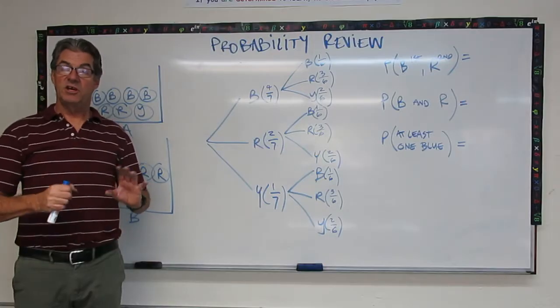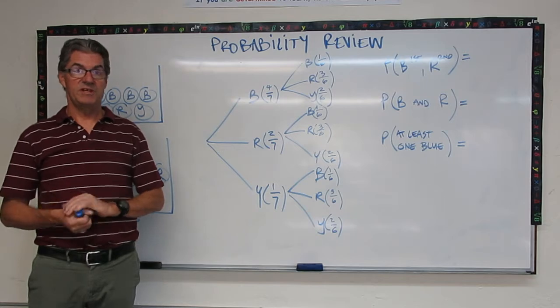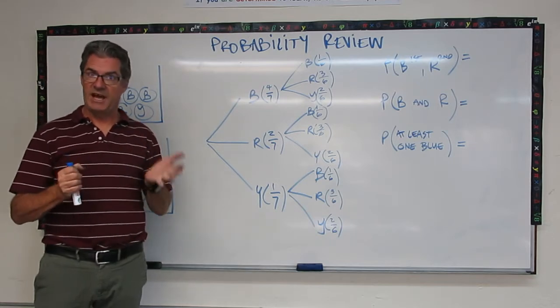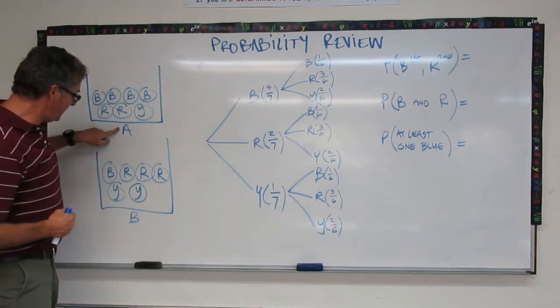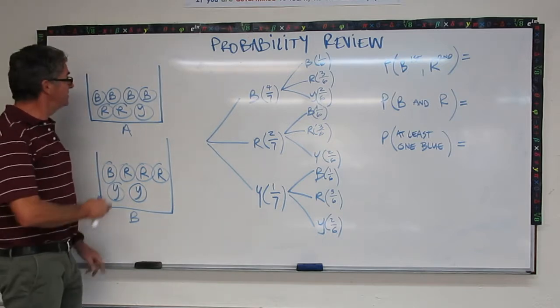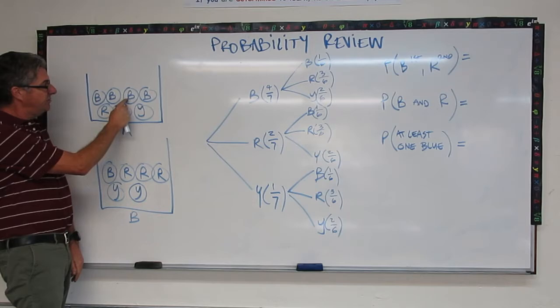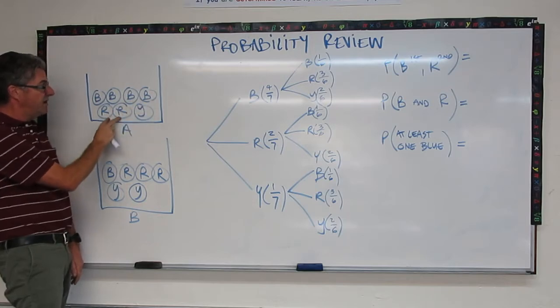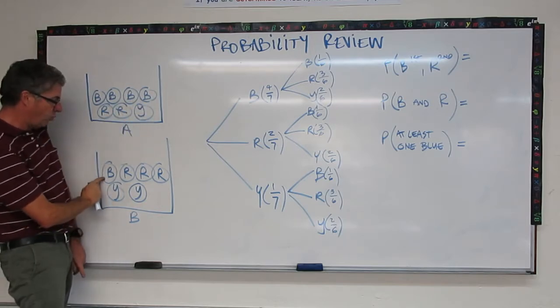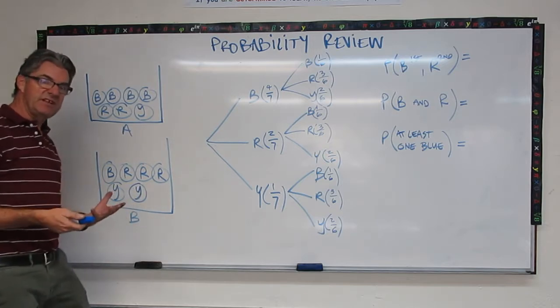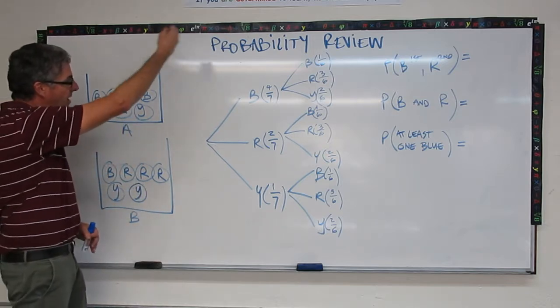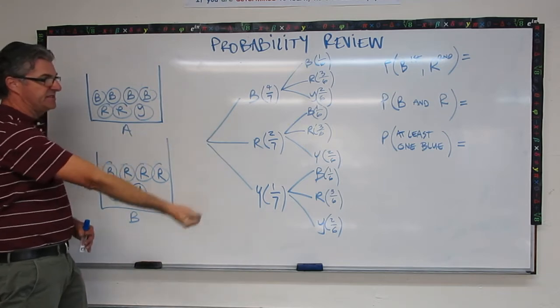Okay, let's take a look at using a tree to calculate probabilities for a different situation than the last one. Here, I've got two bags of marbles, bag A and bag B, and you can see that A has 4 blues, 2 reds, and 1 yellow, and B has 1 blue, 3 reds, and 2 yellows. And problems like these typically involve picking a marble out of one bag and a marble out of the second bag.